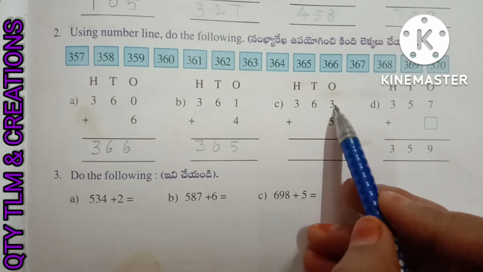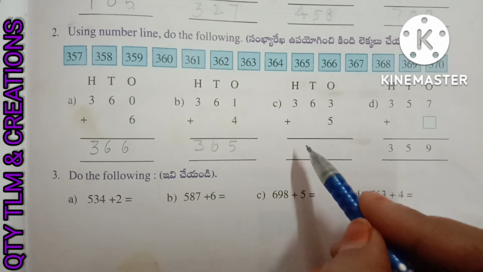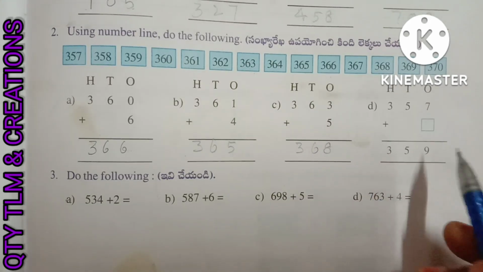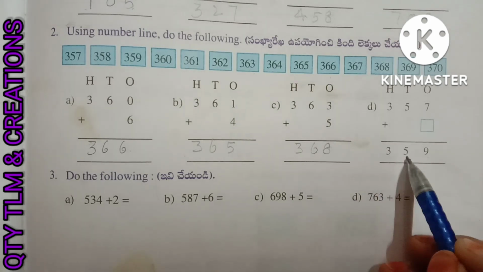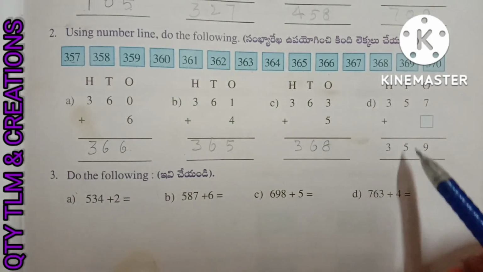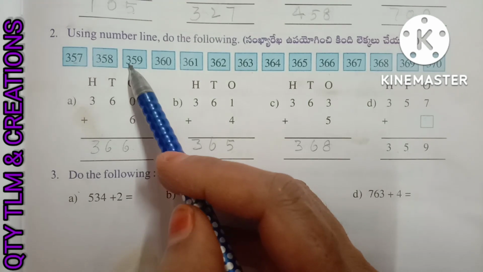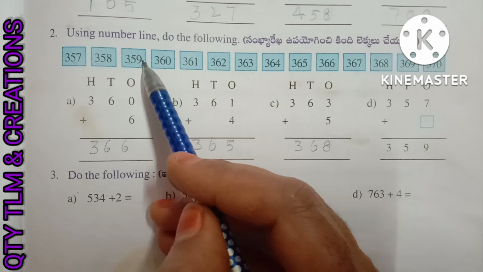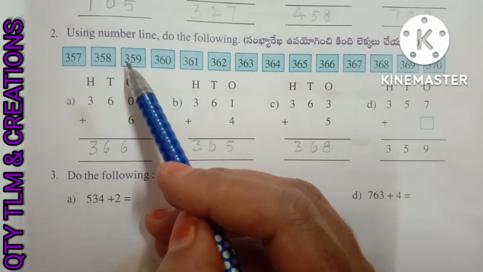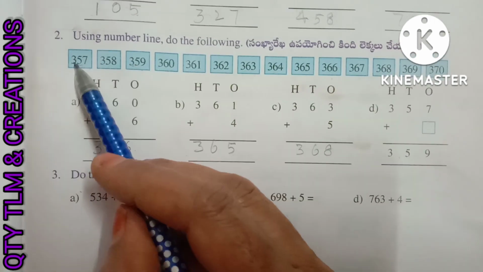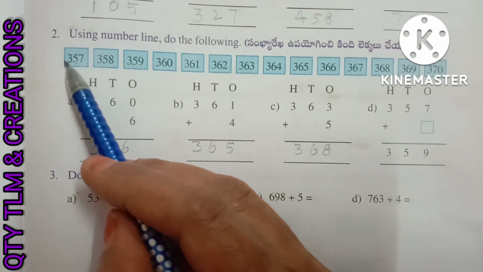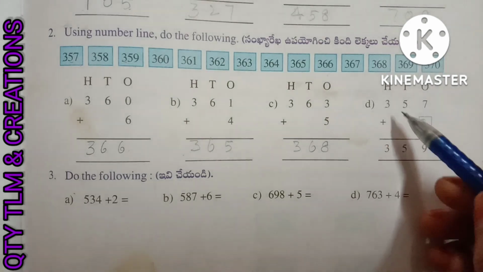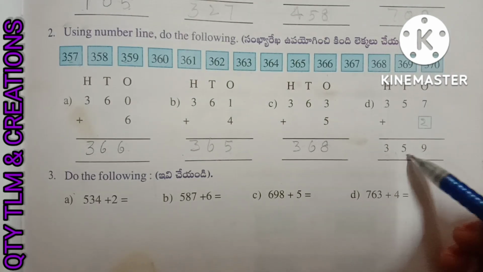Next, 363 plus 5 we get 368. Next, 357, there is no number, and we get 359. Here we have to find the number 359. So here it is. So we have to start from 359 and move to 357. So we have to move 2 places backward. So we get 357. So we have to write 2 in ones place. Now 357 plus 2 we get 359.